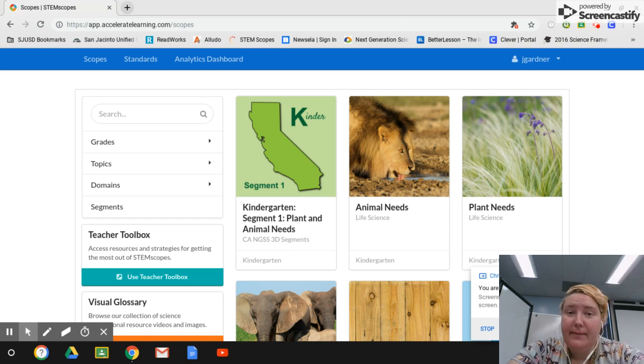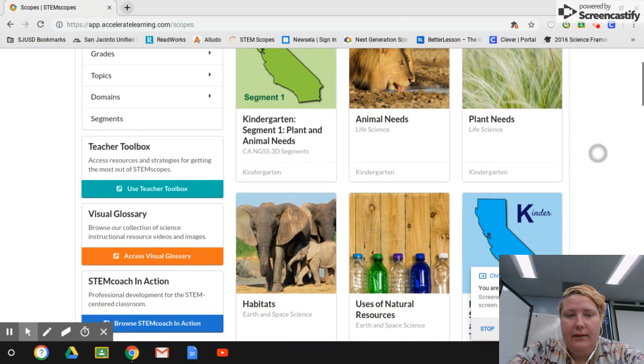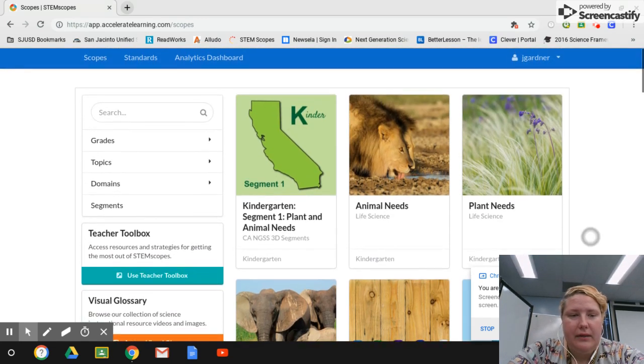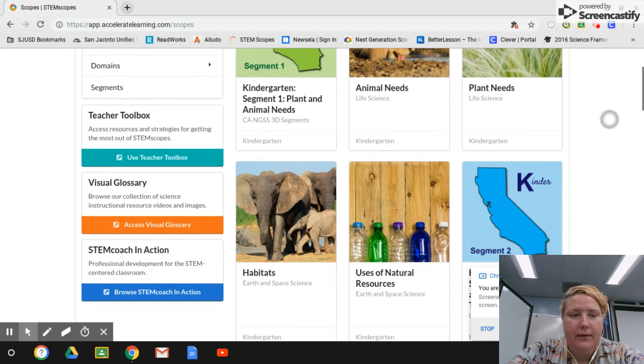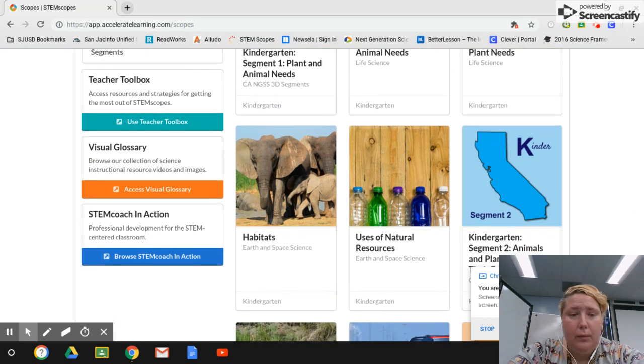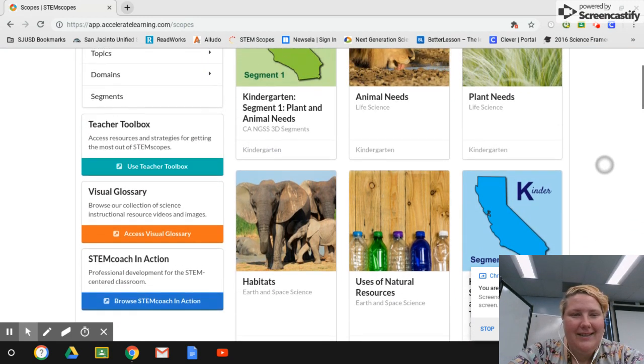So hopefully you've gotten your login by now and you can open up, and the first screen you see has your segments and scopes on the right, and it has your search, teacher toolbox, visual glossary, and STEM Coach in Action on the other side.